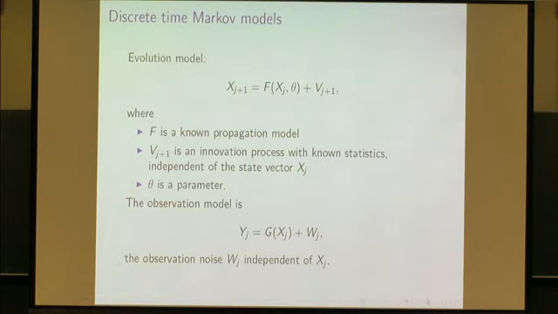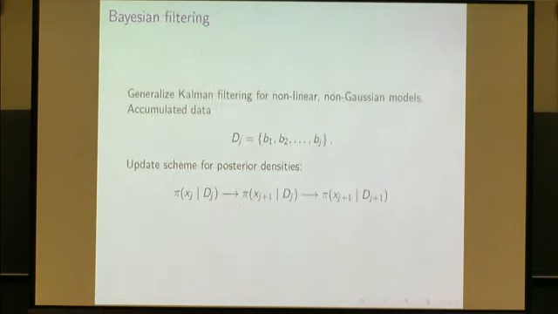Then people typically have an innovation process where they think the statistics are known and independent of the state, and theta is a parameter. And then there is an observation model where we have an observation noise which is independent of the state.